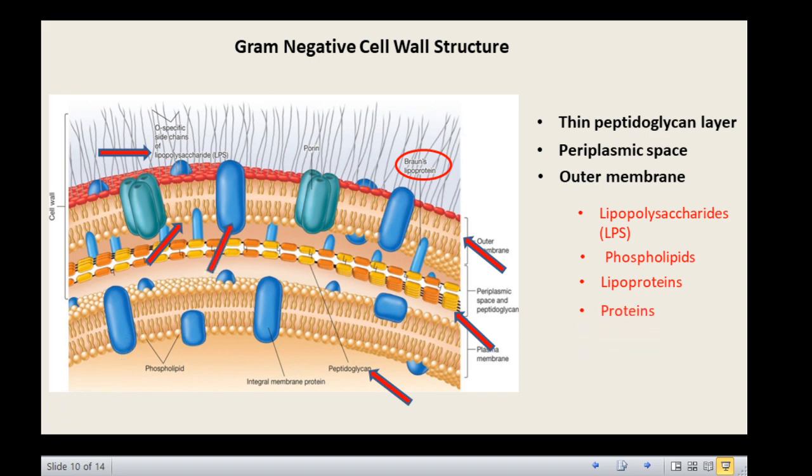The outer membrane is highly asymmetric with an inner leaflet consisting of phospholipids and an outer leaflet of lipopolysaccharides. Typically, the outer membrane contains pore-forming proteins called porins necessary for transport of nutrients.